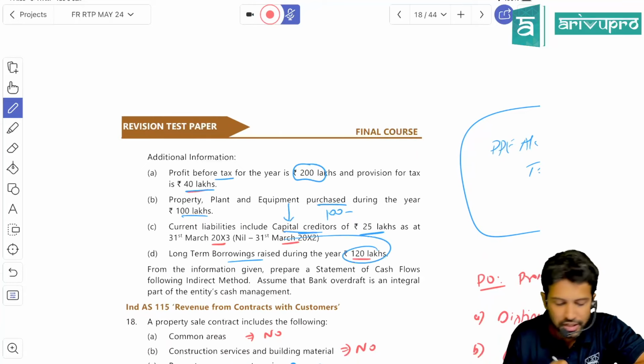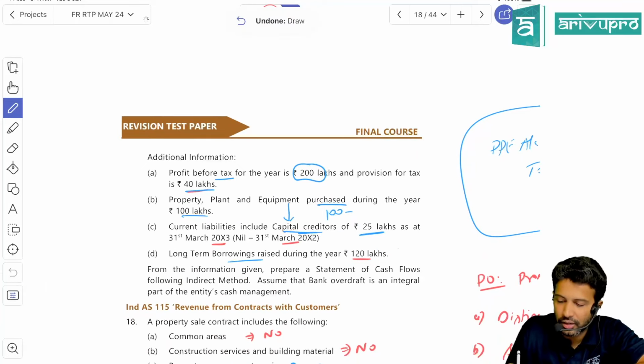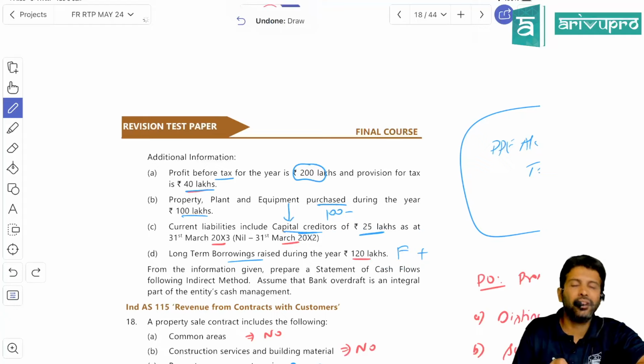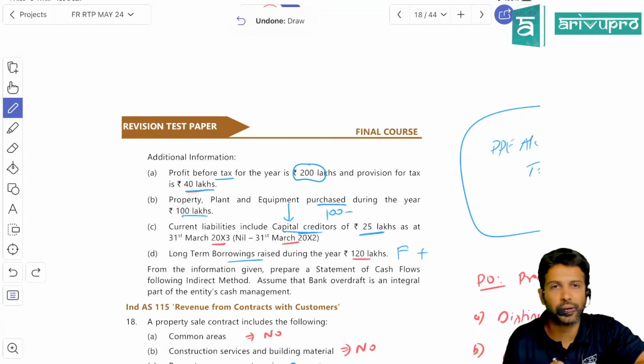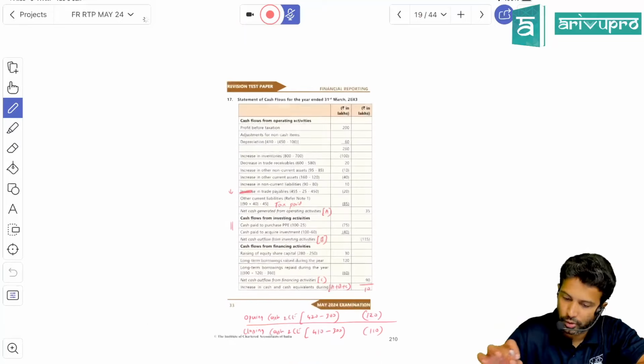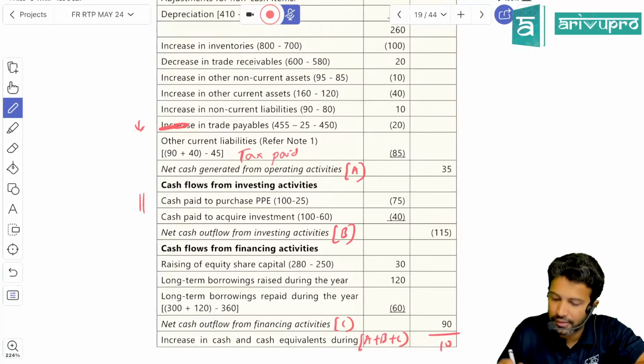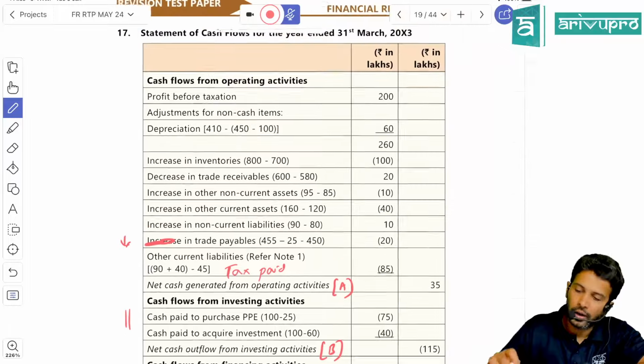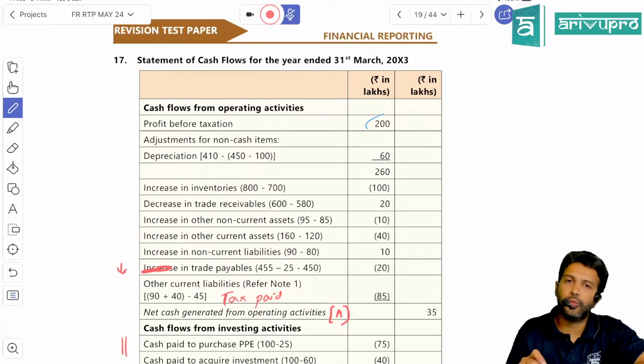Long-term borrowings have been raised to the extent of 120 lakh. It's a financing activity, no? So we have taken some long-term borrowing, so it's an inflow under financing activity. You have to show it as plus 120 lakh. If you want, we can tick that off here. Where is it here? Let's check financing activity, 120 lakh they've added. Okay, that is done. The starting point is profit before tax of 200 lakhs.